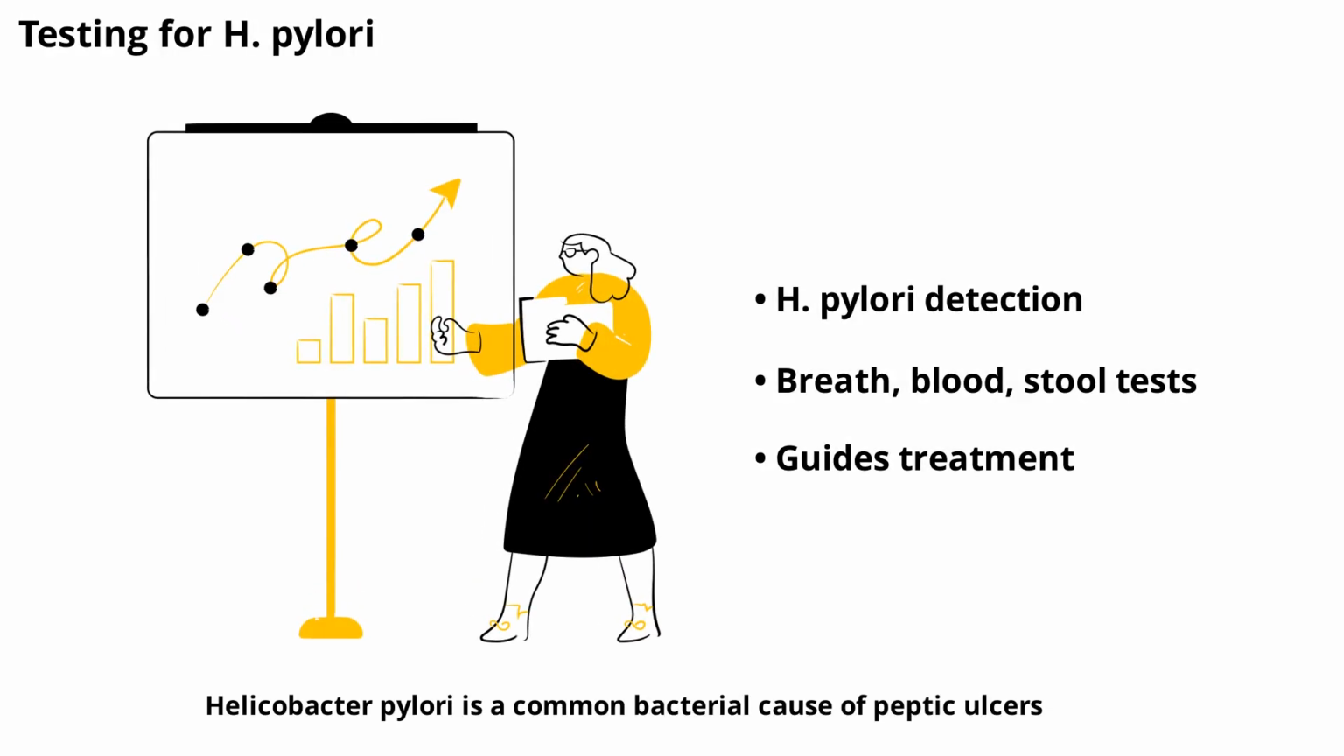Helicobacter pylori is a common bacterial cause of peptic ulcers. Doctors often test for H. pylori using blood, stool, or breath tests. The urea breath test is especially popular because it's non-invasive and highly accurate. Identifying H. pylori is important, as its presence changes the treatment plan and can help prevent future ulcers.